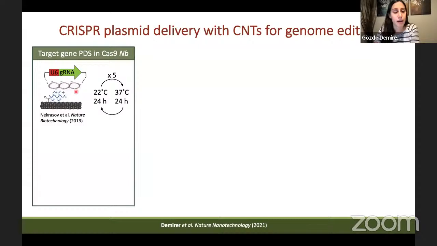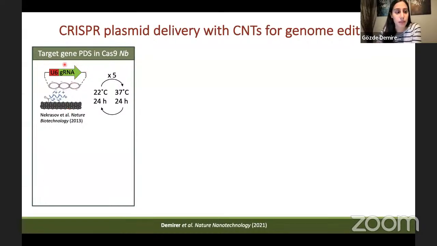So here I'm first showing the editing results of the Cas9 tobacco. That's the transgenic tobacco that we only needed to express a guide RNA vector. This guide RNA was designed in this paper earlier where they also knocked out the PDS gene.